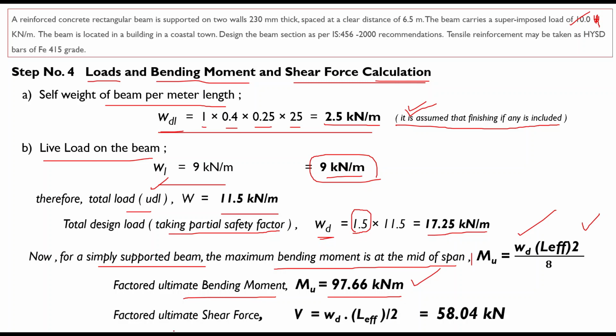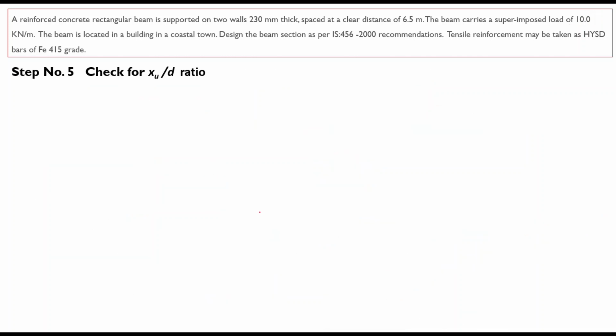And similarly, we can calculate the factored ultimate shear force, and we know that if there is a simply supported beam and the load is in the form of a UDL, uniformly distributed load, then the maximum shear force will be at the support level. So maximum shear force we can calculate as WL by 2, that is 58.04 kilonewton. Now we have calculated what will be the load on the beam, what will be the ultimate bending moment, what will be the ultimate shear force.